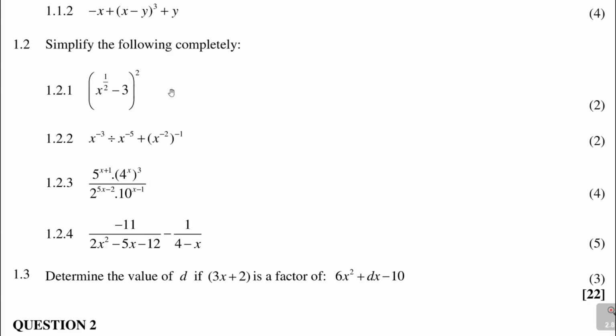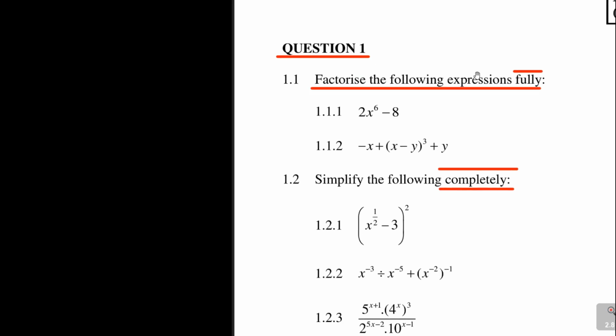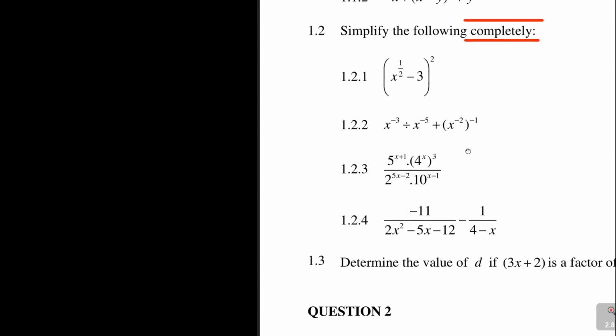Okay, 1.2, simplify. How many marks, guys? This is 2 marks. And then it says simplify the following completely. You must always look at these words. That's where the marks are. Even the other one here, that's why they say it fully. If you didn't see that there was a difference of 2 squares, you're gonna be lost. But it's 2 marks, so it's not far.